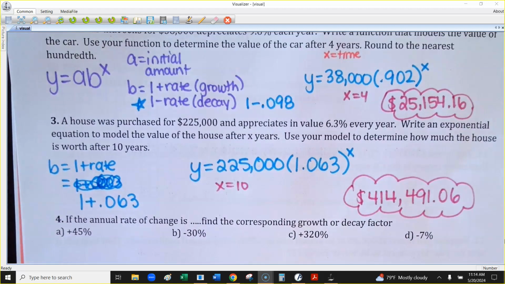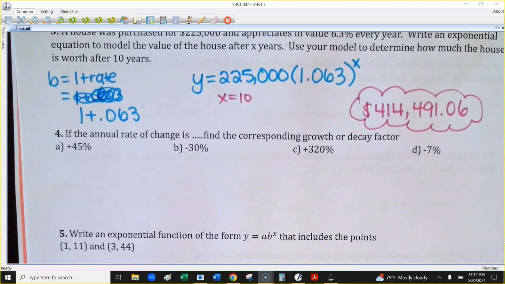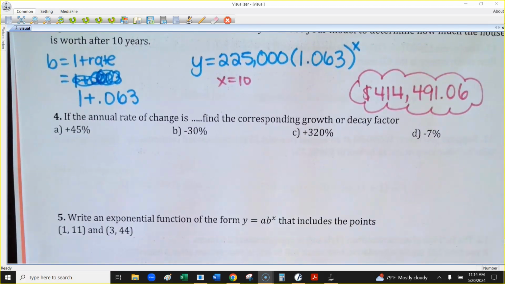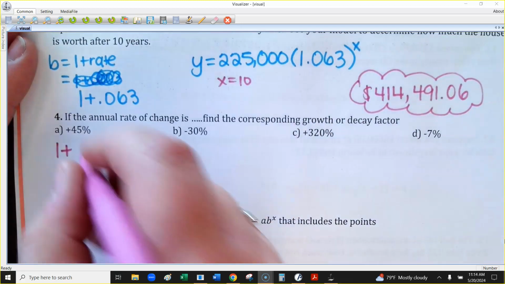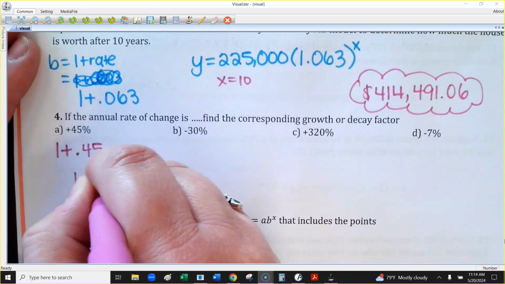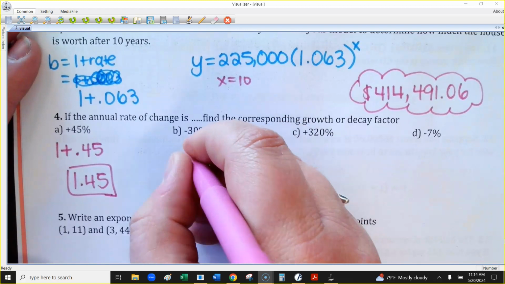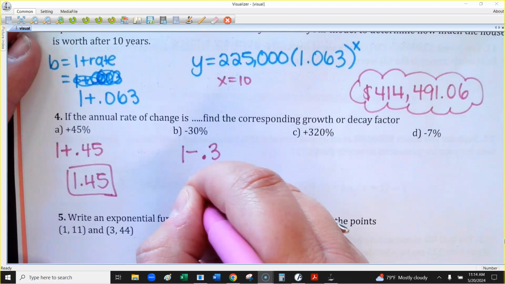Now, there's a question on the final like this, and I just thought the wording was kind of weird. If you have this here, it's basically telling you to find your B value. If it has a plus, it's to indicate growth. If it has a minus, it's to indicate decay. So if this is plus, I would just do 1 plus. You just have to convert the percent to a decimal. So I'd do the 0.45, so 1.45. Negative 30 would be 1 minus 0.30, so this would be 0.7.